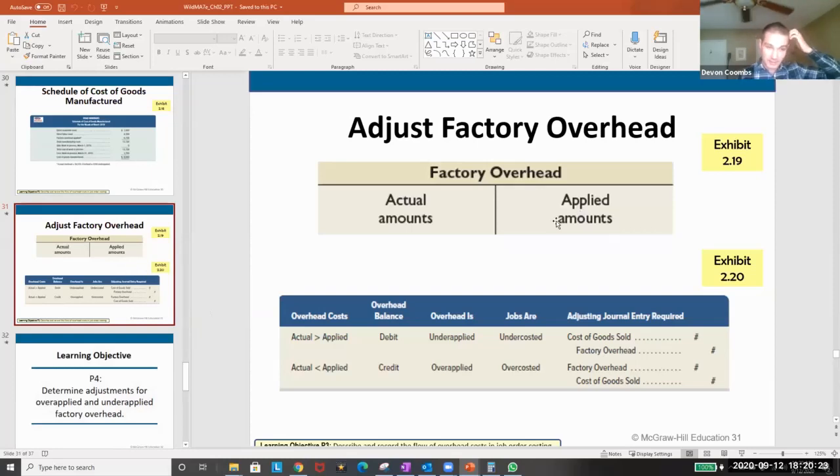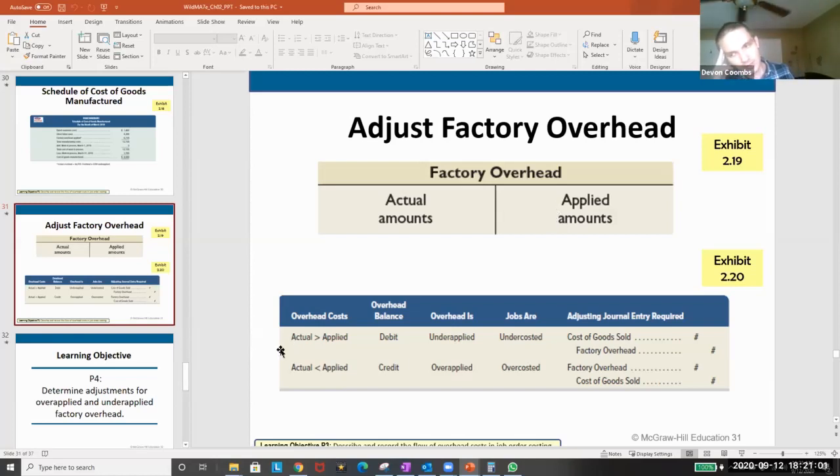And so the big risk we have here is that our applied amounts, our estimated amounts, can be different than our actual amounts. So we can over-apply and under-apply factory overhead, right? The reason is just that our estimates are wrong, and that's what always happens. If you can estimate perfectly, then you're in the wrong job. You should be in the stock market making bets if you can always predict the future. But most of the time we're going to be off, 99.99% of the time, and hopefully we're just not off by too much.